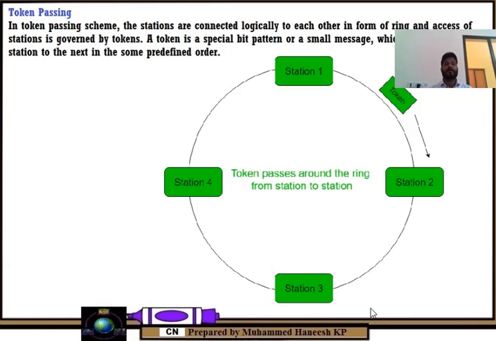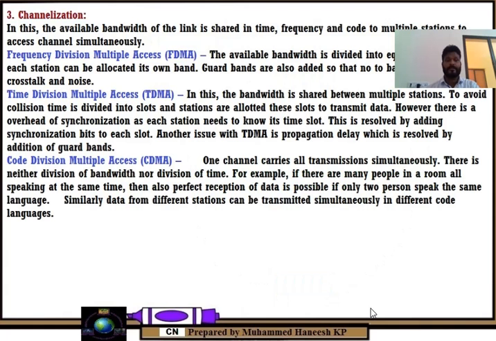Now the last one, token passing, the third type. In this scheme, the stations are connected logically to each other in the form of a ring, and access of a station is governed by tokens. A token is a special bit pattern or a small message which is circulated from one station to the next in some predefined order. A token gives the station the right to transfer data. The token passes around the ring from station to station.